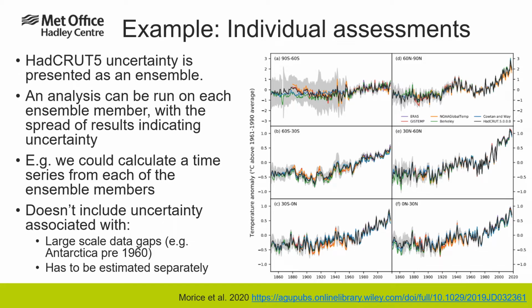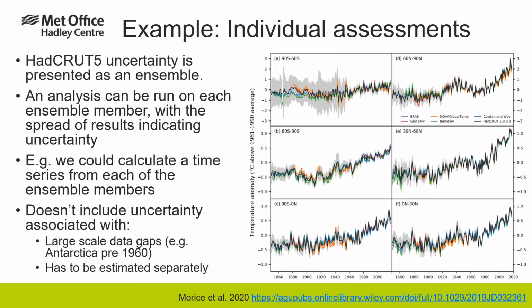So I'm going to talk a little bit about one of these individual assessments. That's the HadCRUT5 uncertainty assessment. Now, HadCRUT5 is presented as an ensemble. So rather than just having a single data set, we have 200 data sets. And the spread of those data sets for any particular derived quantity gives you an idea of the uncertainty in that derived quantity. So analysis can be run on each ensemble member, and the spread of those results indicates the uncertainty. So for example, we can calculate, as we have here, time series for different regional averages, and we do that 200 times for the different ensemble members, and then we look at the mean and the spread of those estimates.